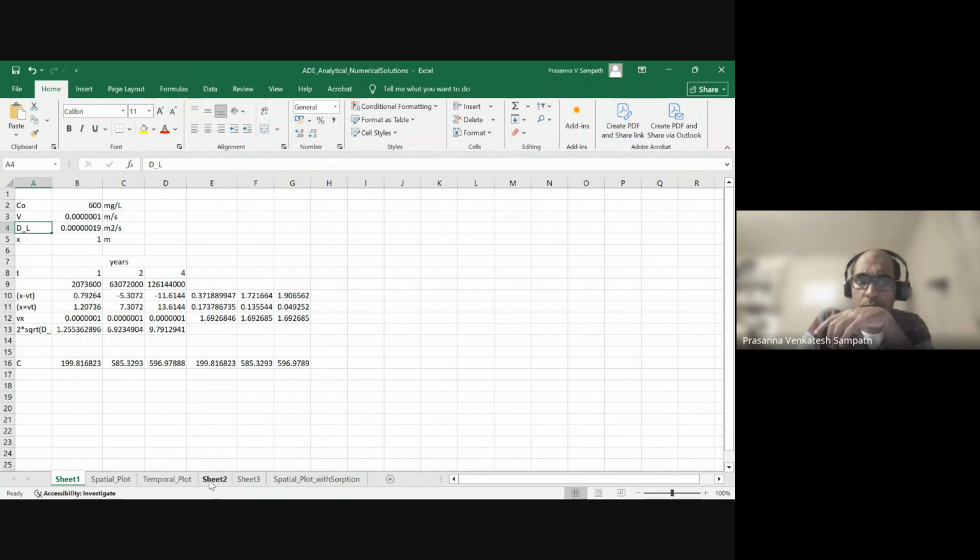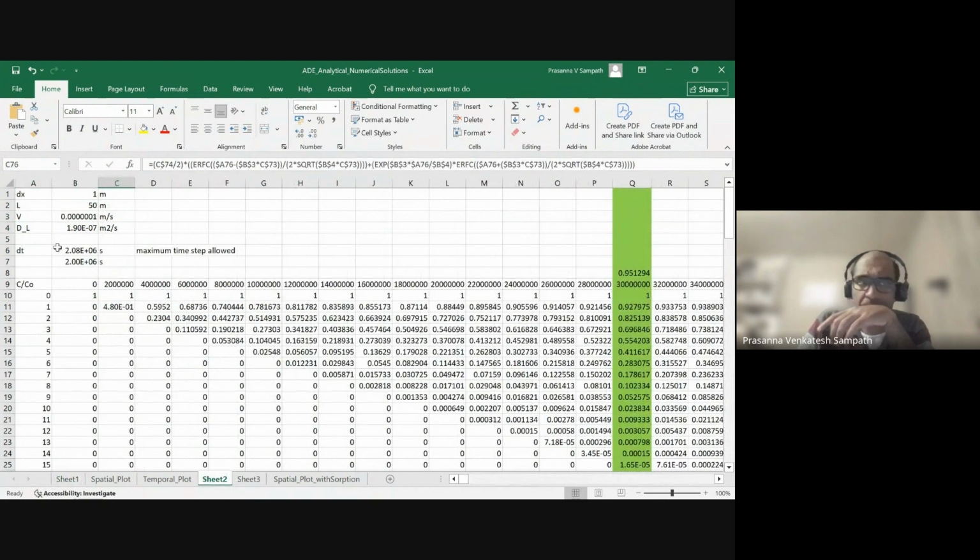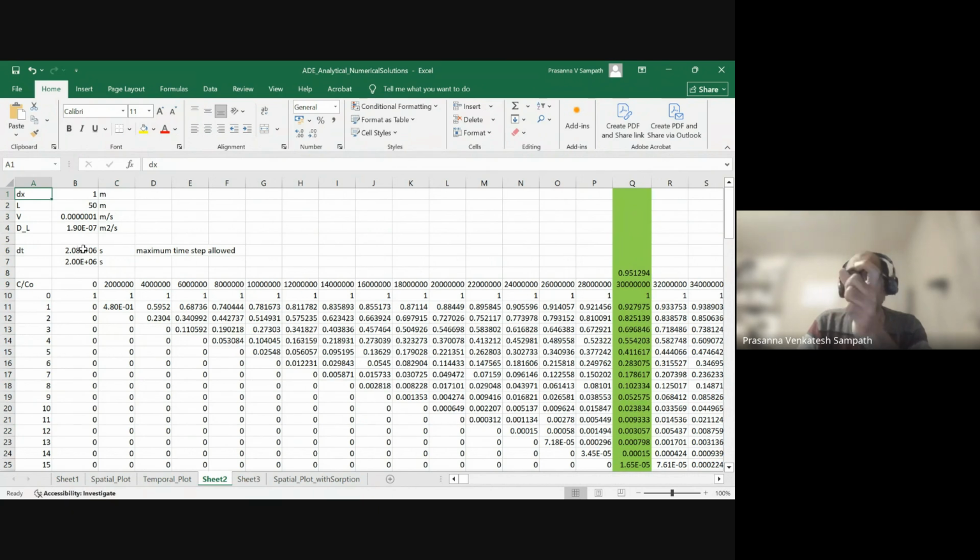Then I'll go to sheet 2, where I've taken the domain and broken it up into cells of size 1 meter, right? Dx is 1 meter. The total length of the domain that I have chosen is 50 meters.